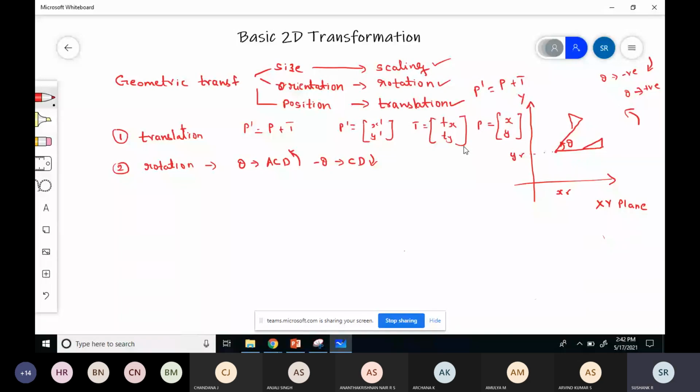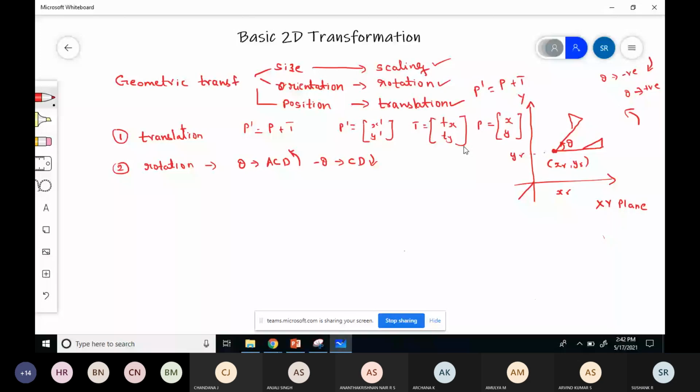So the rotation axis will be perpendicular to the xy plane and it will be parallel to the z axis. So here rotation is given by the factor theta and the position is given by the values xr comma yr. Xr and yr will give you the rotation point, the point where you have to start the rotation, and theta will give you the angle of rotation of the object.